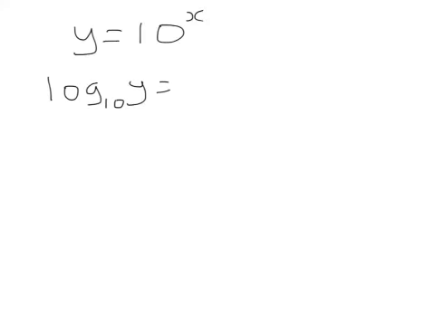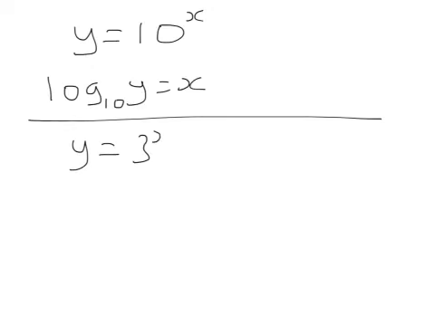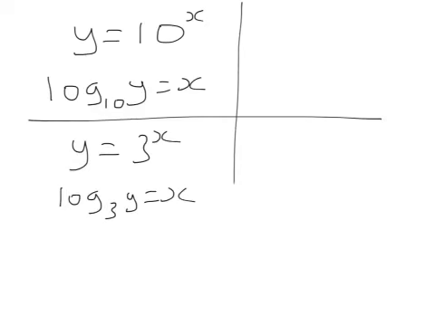Now if we go back to C2, where we've got y equals 10 to the power x, the inverse of that, we know that log to the base 10 of y equals x. Now that works for any base. If y equals 3 to the power x, then log to the base 3 of y equals x. So it's also going to be true here, where we've got y equals e, 2.718, to the power x.